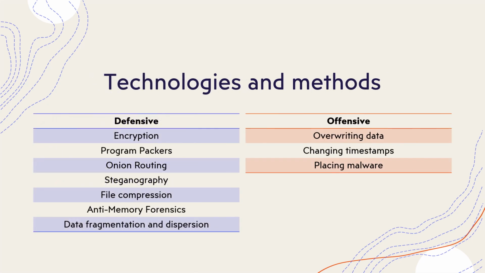The techniques and methods of AF can be divided into two categories. First off, there are defensive methods, which aim at hiding and wiping digital footprints of criminals by encryption, onion routing, or other methods. Offensive methods aim at hacking and taking over forensic computer systems and thereby leading the investigation astray, such as overwriting data or placing malware in law enforcement computer systems.